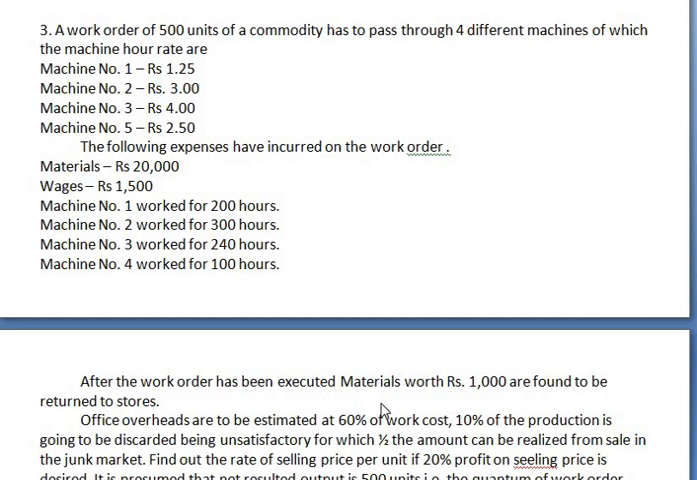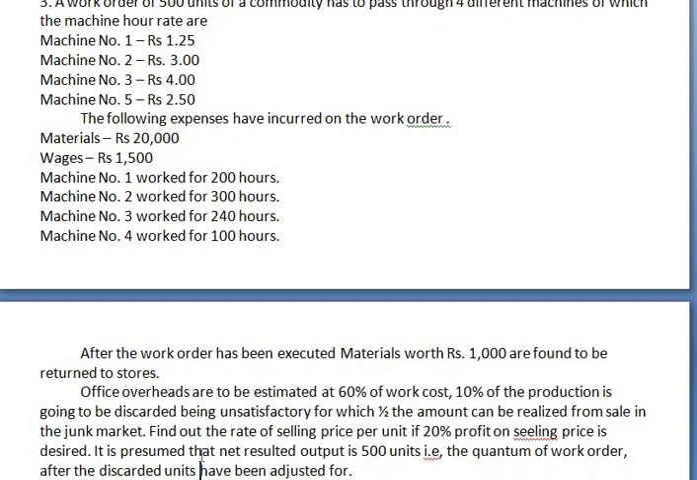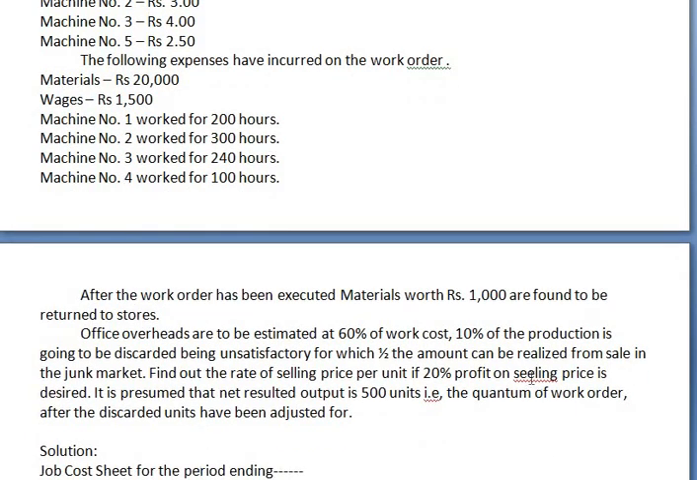After the work order has been executed, materials worth rupees 1,000 are found to be returned to stores. Office overheads are to be estimated at 60% of works cost. 10% of the production is going to be discarded, being unsatisfactory, for which half the amount can be realized from sale in the junk market. Find out the rate of selling price per unit if 20% profit on selling price is desired. It is presumed that net resulted output is 500 units. It is the quantum of work order after the discarded units have been adjusted for.